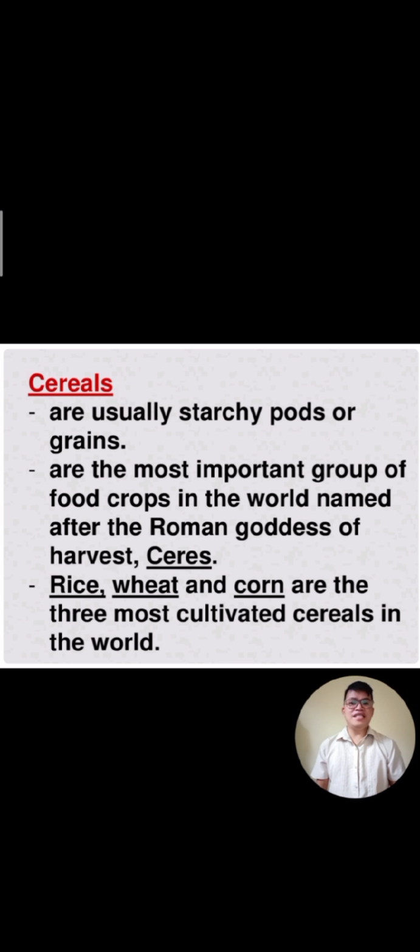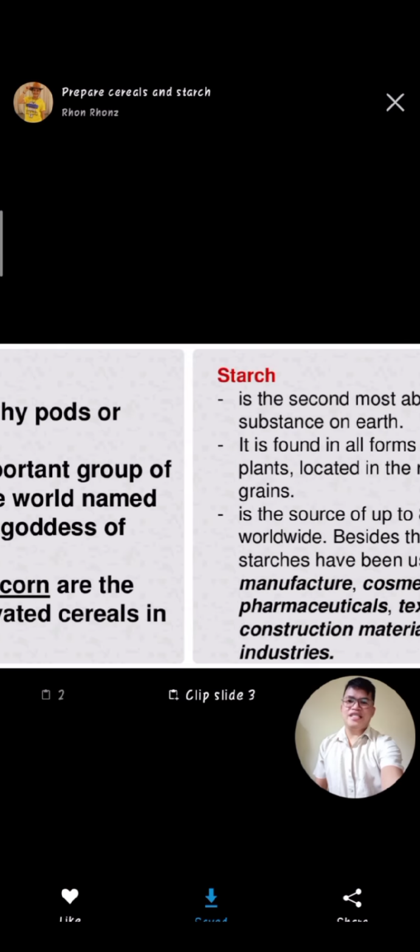Cereals. When we say cereals, these are usually starchy pods or grains, and they are the most important group of food crops in the world, named after the Roman goddess of harvest, Ceres. Rice, wheat, and corn are the three most cultivated cereals in the world. But here in the Philippines, rice and corn are the most cultivated cereals in our country. So that's what we mean by cereals.